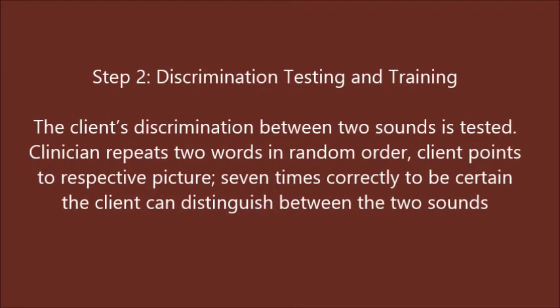Step 2. Discrimination testing and training. During Step 2, the client's discrimination between two sounds is tested. The clinician repeats two words in random order, and the client is instructed to point to the respective picture. Each picture needs to be selected 7 times to be certain the client can distinguish between the two sounds.